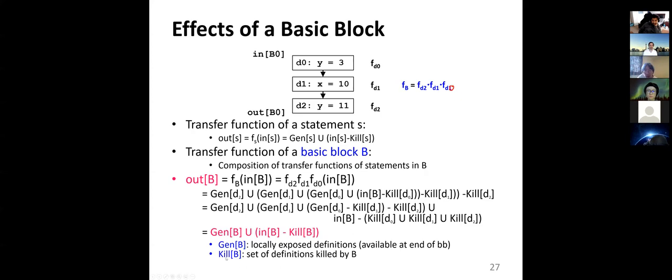Then you had KILL B, a set of definitions killed by the basic block. So essentially everything that was redefined in the basic block would be killed in the basic block, right? It would be part of the KILL B set. But that allows me to write the whole expression for the whole basic block instead of writing equations for each element, each statement of the basic block. Any questions here?